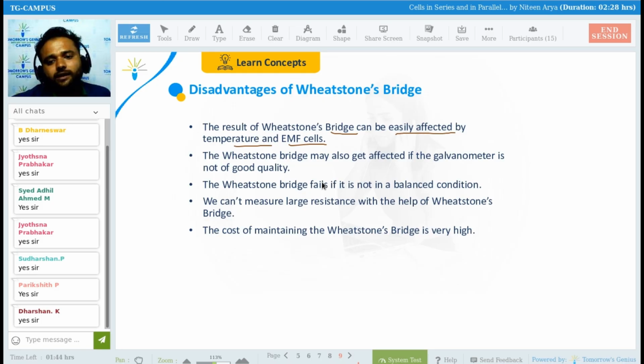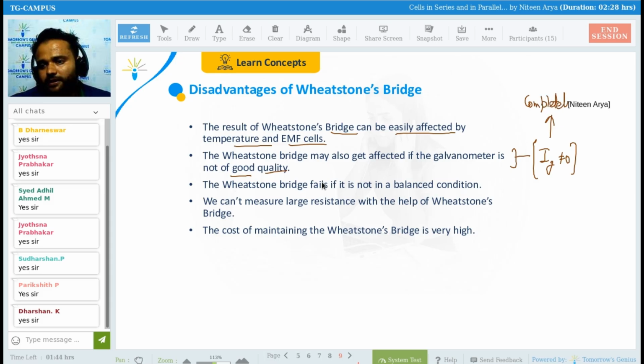The Wheatstone bridge may also be affected if the galvanometer is not of good quality. It is an easy condition. If it is not good quality, Ig is not going to be properly zero, meaning Ig is not completely zero. And when it is not completely zero, we cannot use that particular balance condition completely. So P by Q equals R by S is not going to be fulfilled either.